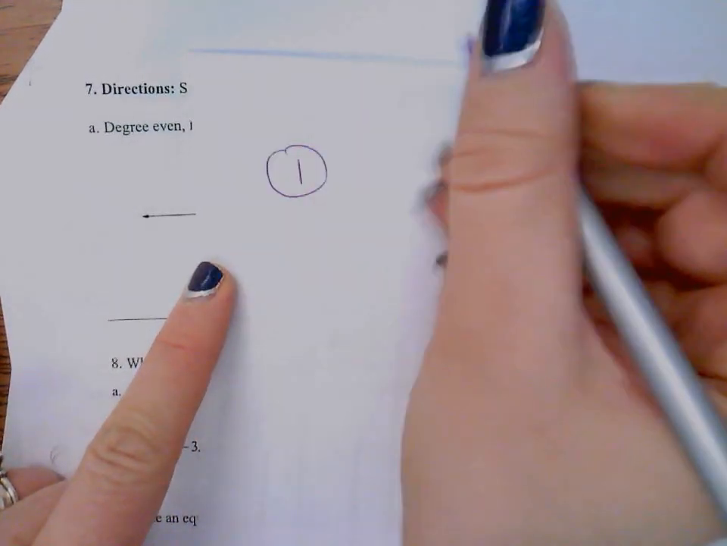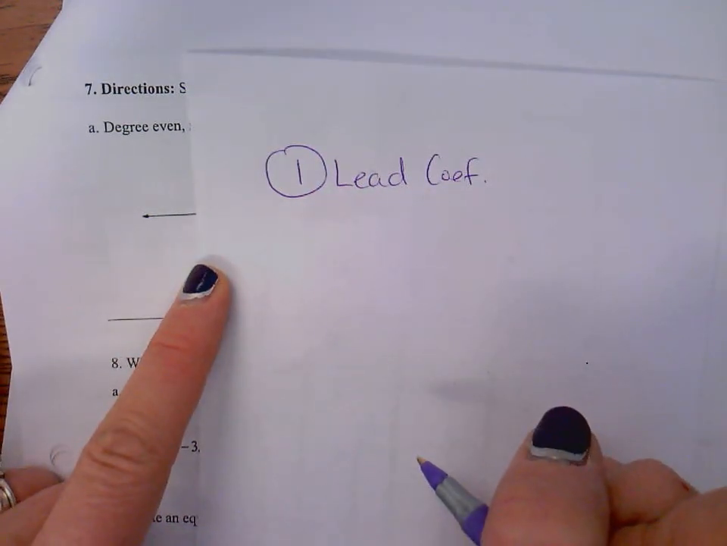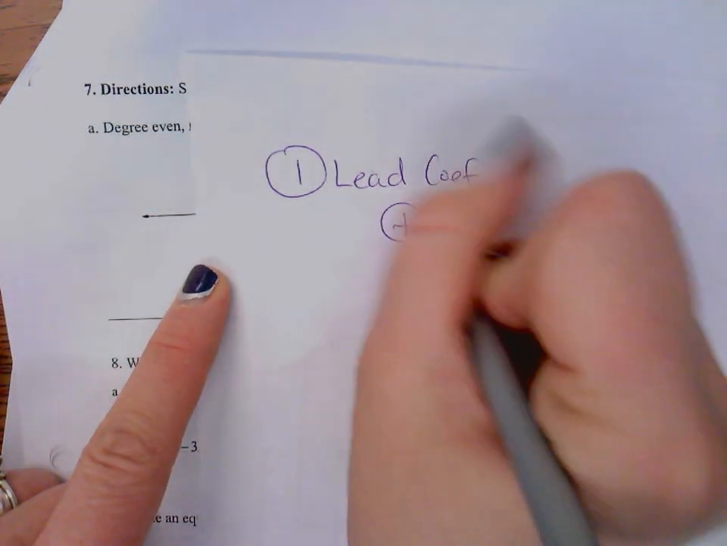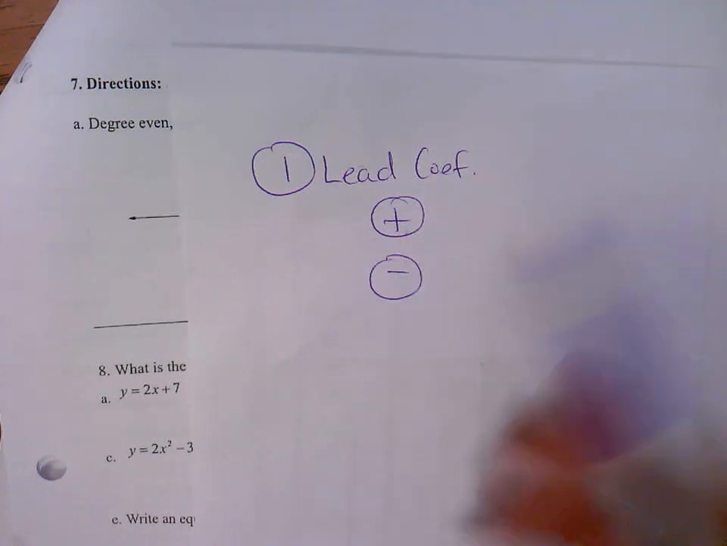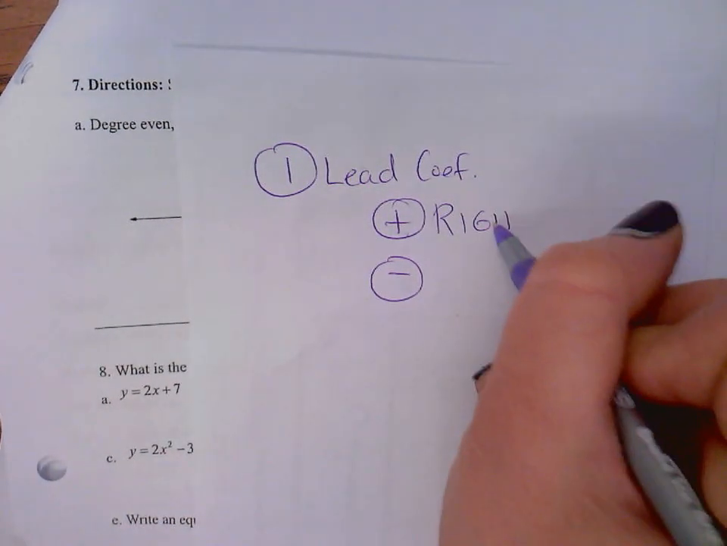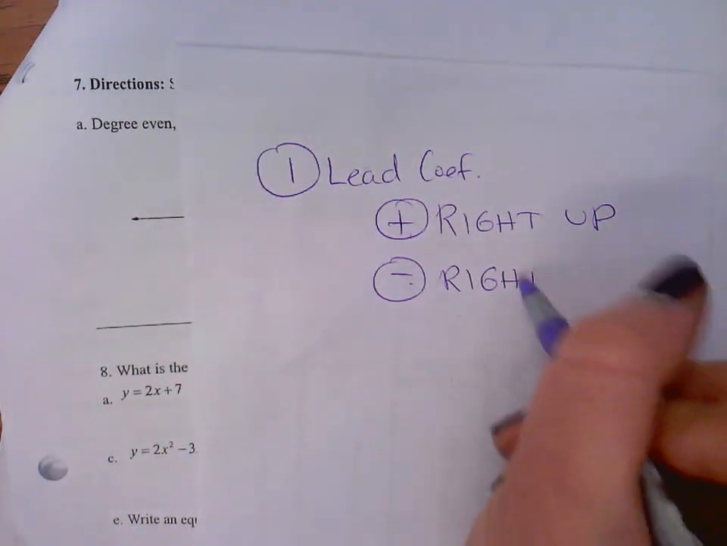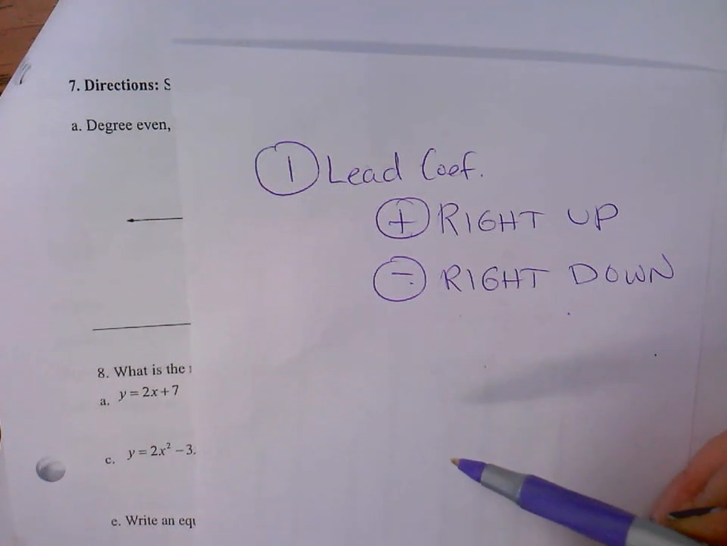The first step is always looking at your leading coefficient, so the number that comes in front of the whole function, and that will tell you something. So if the leading coefficient is positive, the right side wants to go up. If it's negative, the right side is sad and it goes down. So the leading coefficient, you do that work first.